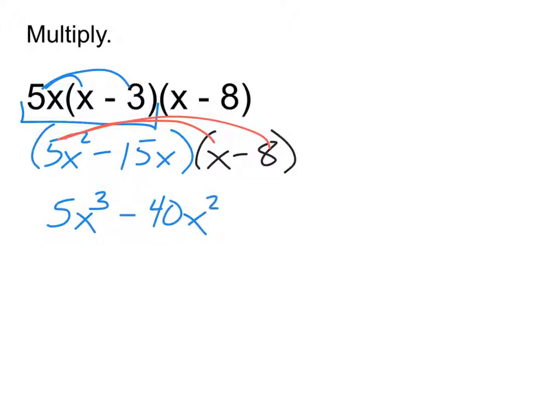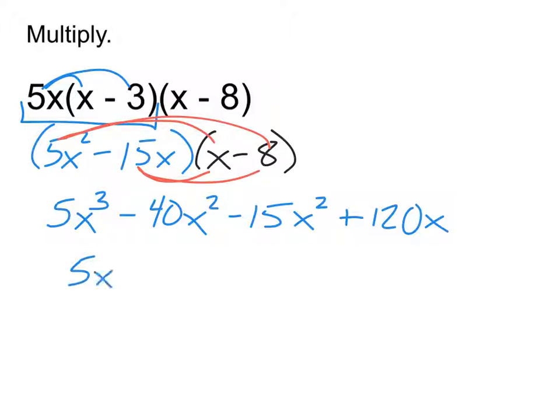Now I do it with the minus 15x. So minus 15x times x gives me minus 15x squared. And then the minus 15x times the minus 8. And a negative 15 times a negative 8 ends up giving us 120x. All right, and again, we look for any like terms that I can put together here. And yes, those middle 2 will combine, so I go 5x cubed minus 55x squared plus 120x.